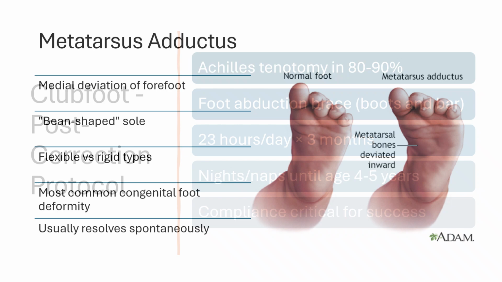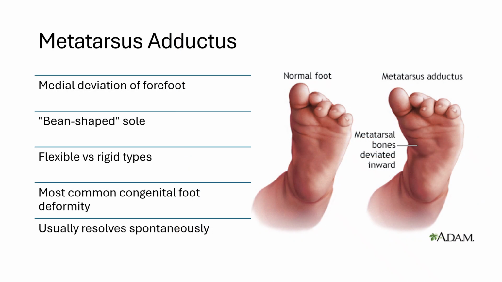position. Metatarsus adductus represents the most common congenital foot deformity, characterized by medial deviation of the forefoot while the hindfoot remains in normal position. To visualize this condition, imagine the foot as having 2 segments. The back half stays normal while the front half curves inward, creating what we call a bean-shaped sole when you look at the bottom of the foot.